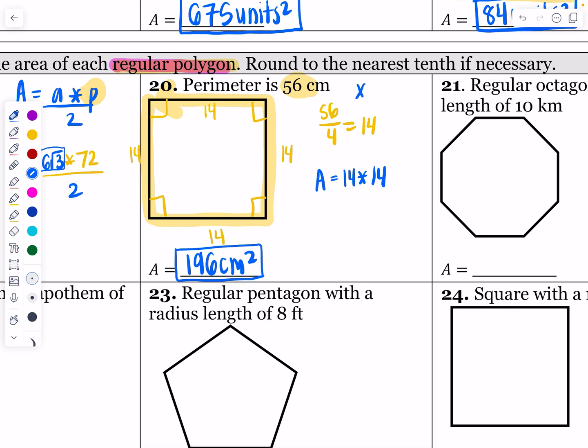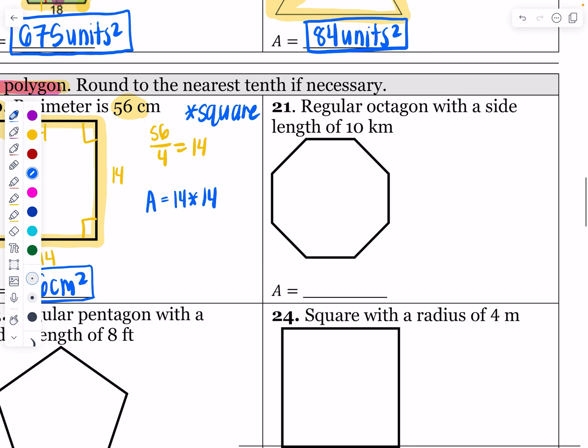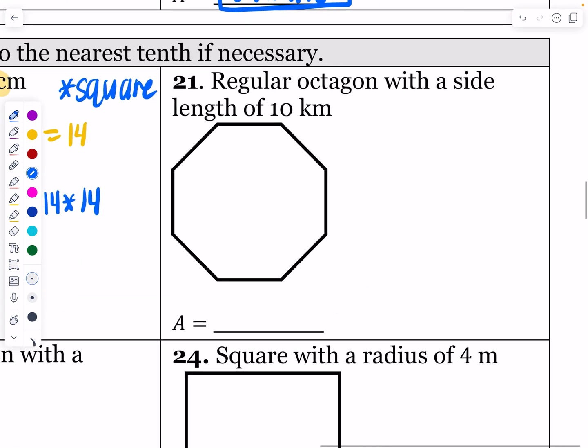I'm going to make a note, this is a square. So a regular quadrilateral is always going to be a square. All right, let's look at this next one. This is a regular octagon, so it has 8 sides, and it has a side length of 10, meaning that each of these sides is 10.